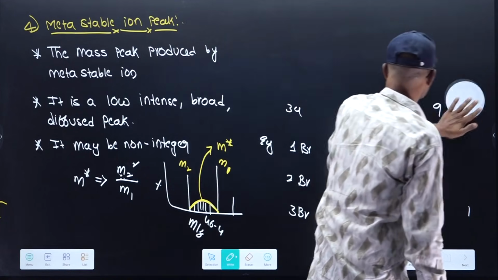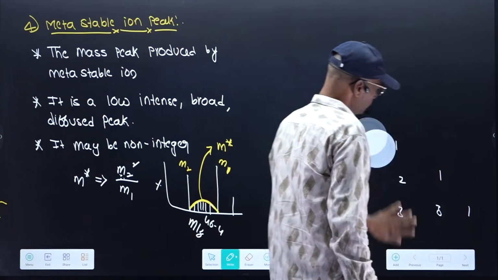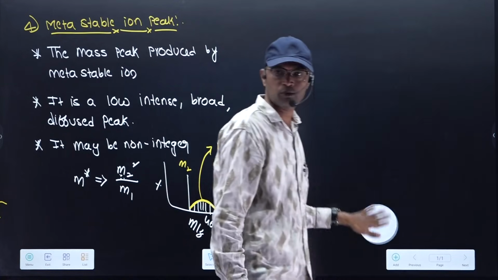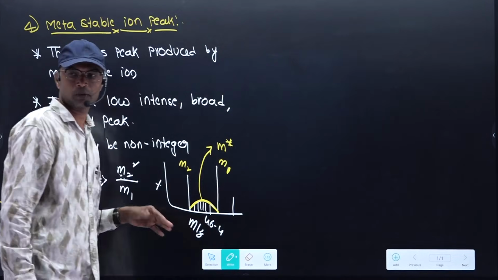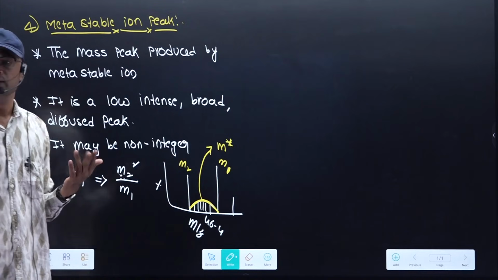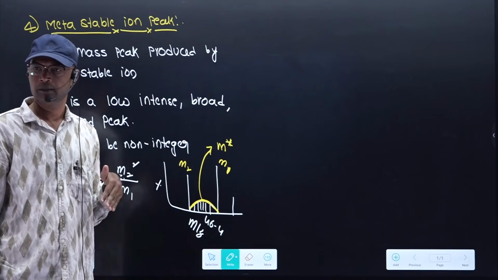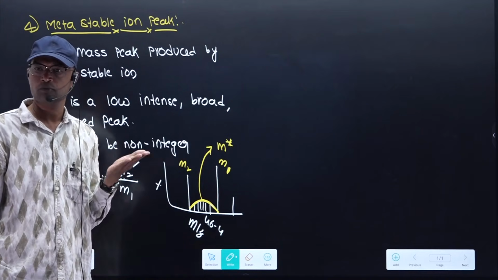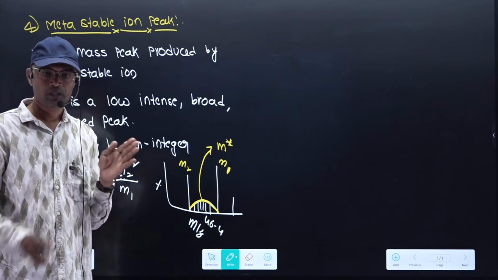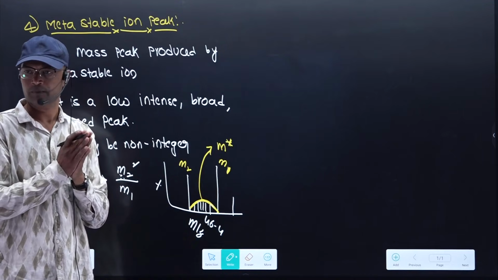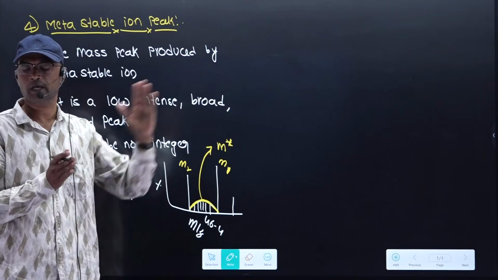What is single focus mass spectrometry? Only a magnetic field is present. What about double focus mass spectrometry? Two fields are present, an electric field and a magnetic field. So what is the difference between single focused and double focused? Single focused resolution is very poor. Double focus resolution is very high.